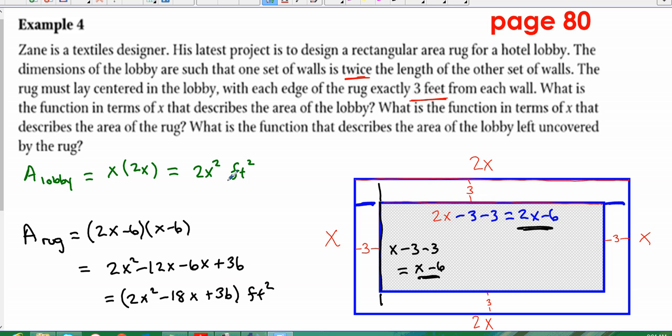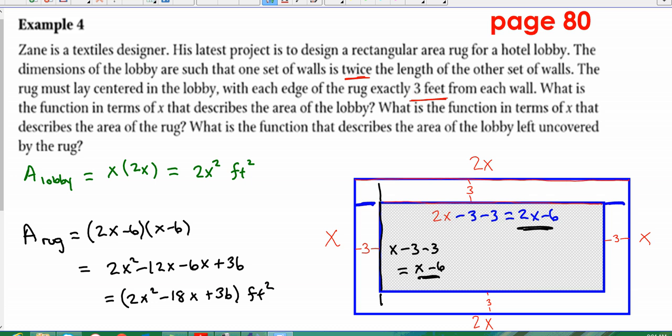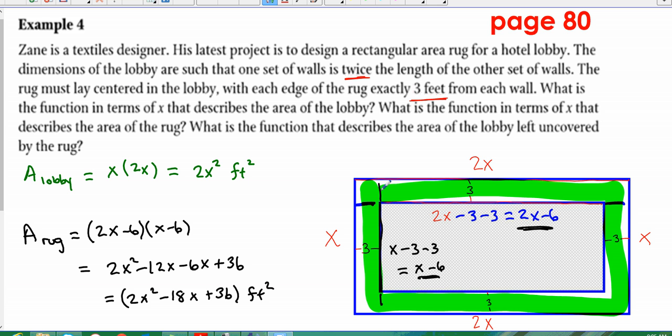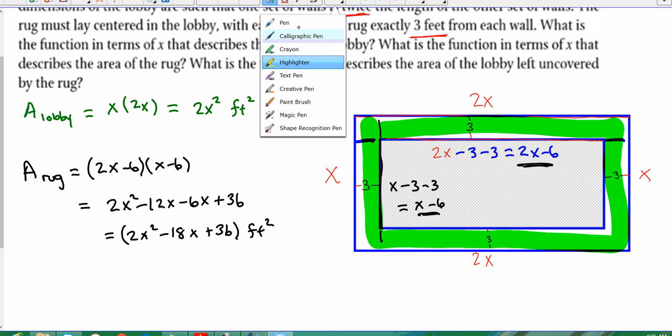All right, so we now have the area of the lobby, we now have the area of the rug, and we want to know what is the function that describes the area of the lobby left uncovered by the rug. So that would be this area right in here, which means we want to take our larger rectangle and we want to subtract the smaller rectangle, and we get that shaded in area. So why don't you guys go ahead and see if you can set that up on your own. Pause it if you need to.